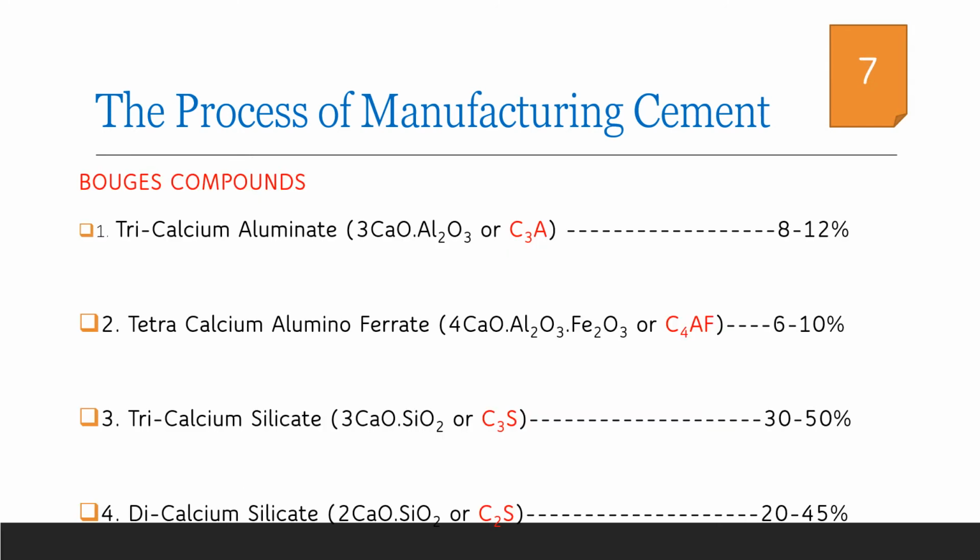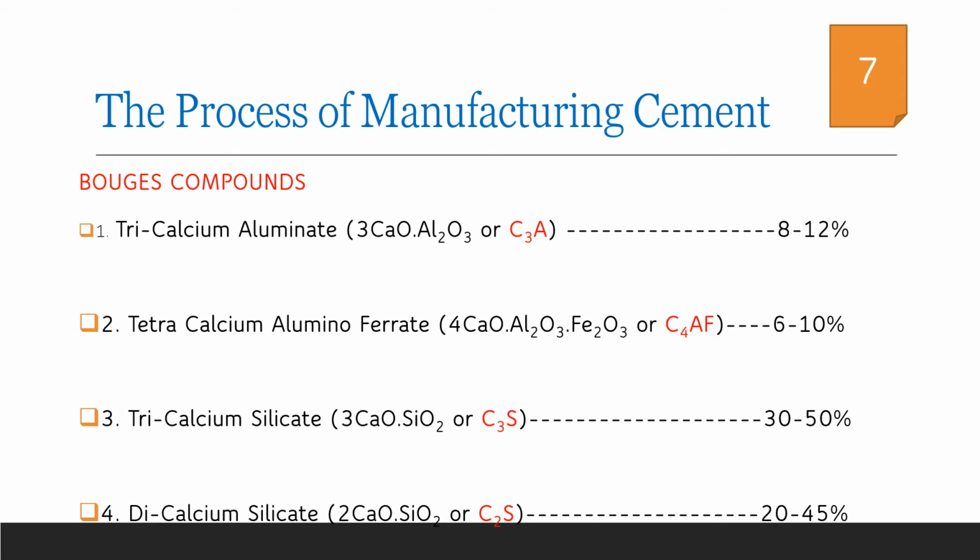The ingredients used for the cement manufacturers are calcium oxide, silicon oxide, iron oxide, aluminum oxide and calcium sulfate or gypsum. By processing these ingredients, we get cement, which contains the following four compounds as shown in this picture. Here we can see that it contains tricalcium aluminate. For convenience, we represent it as C3A. Then it contains tetracalcium aluminoferrate. We represent it as C4AF. Then tricalcium silicate C3S and dicalcium silicate C2S.